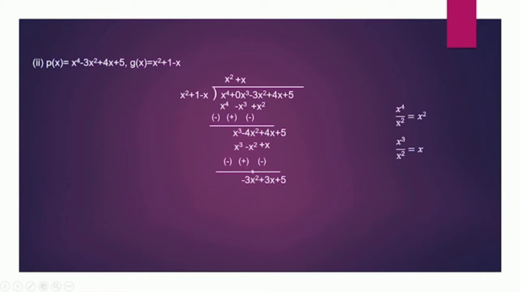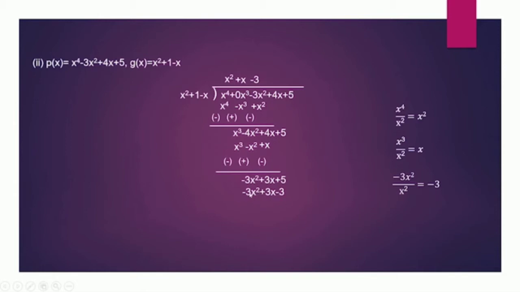Now again the same process will repeat. Minus 3x square we have to divide with x square, minus 3x square by x square, we will get minus 3. This minus 3 we have to write here. In the next step we need to multiply minus 3 with the whole term g of x. So when we multiply minus 3 into x square, we will get minus 3x square, and minus 3 into minus x, we will get plus 3x, and minus 3 into plus 1, we will get minus 3 here.